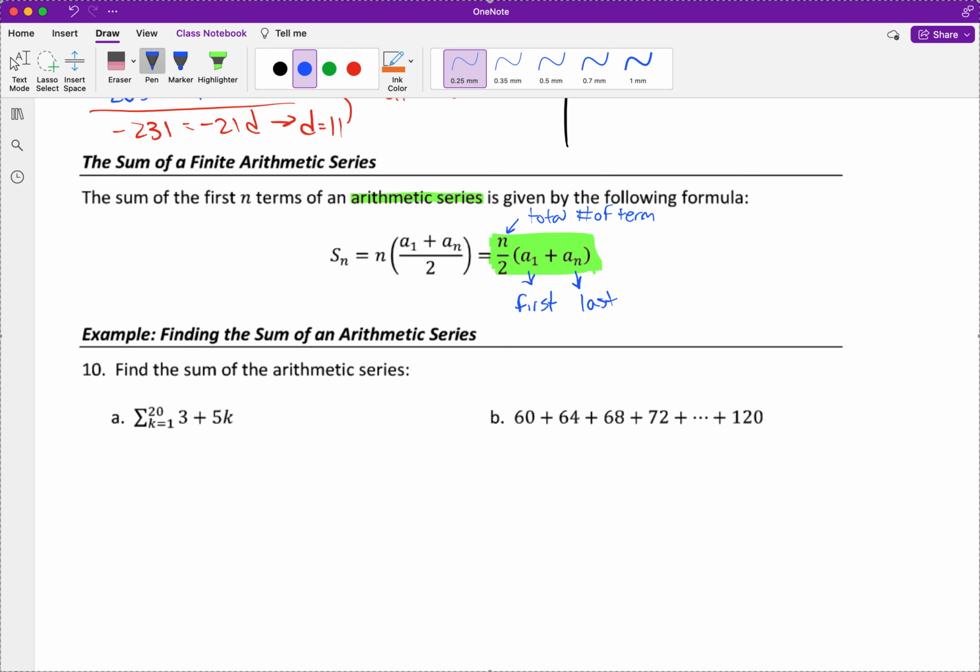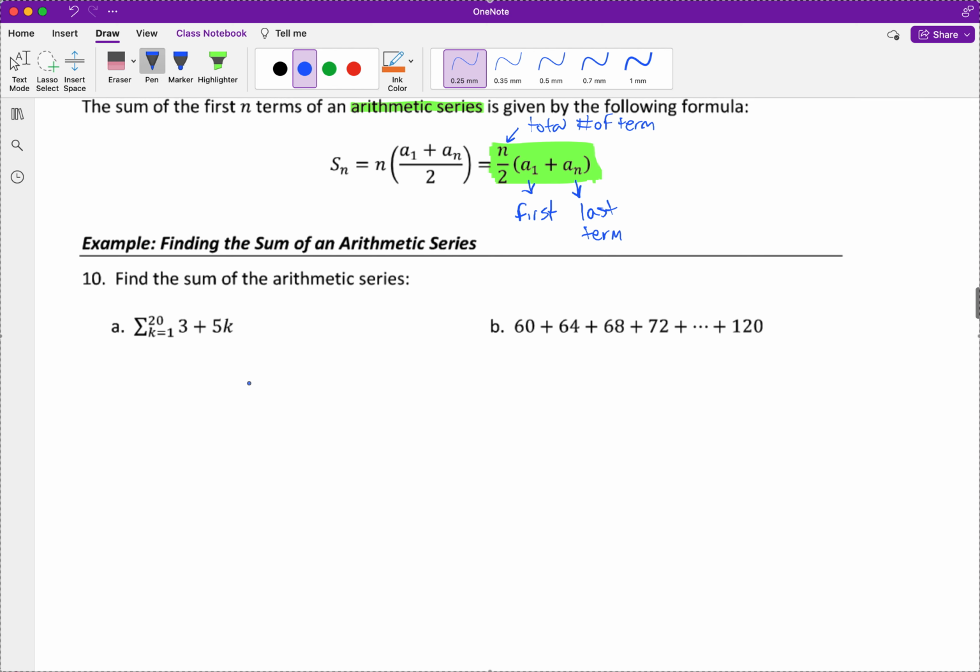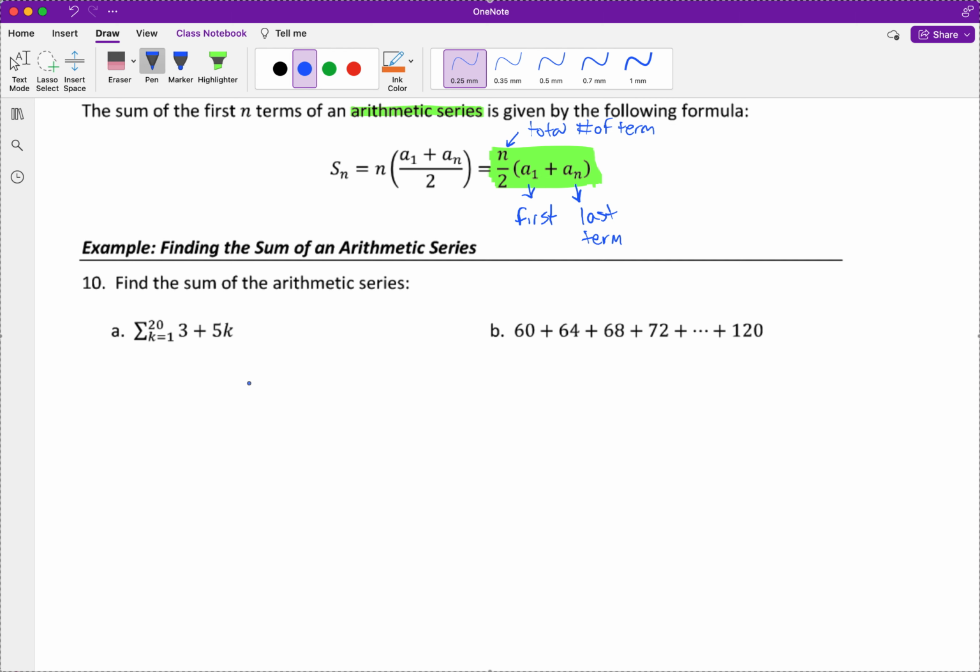So this is the actual number. So you have to figure out what is the last number in this. So for example, in the one right below it, part B, our first term is 60 and our last term is 120. Okay, so that's what I mean by A1 plus An. It's the first term plus the last one in the pattern there. So this is another one that you're going to have to memorize, so you should be familiar with it.